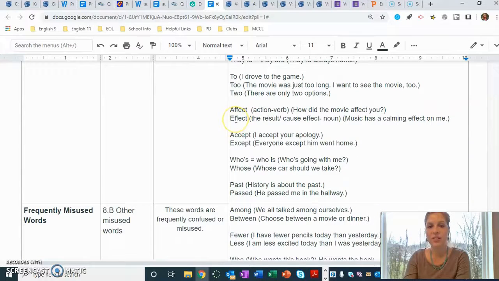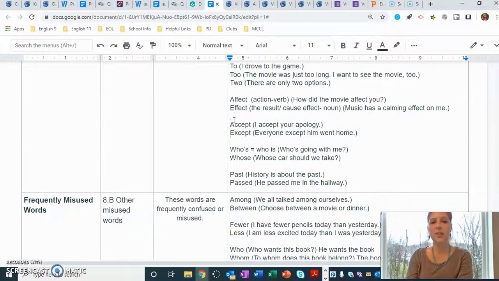Alright, affect versus effect. Affect with an A is always an action. So A, affect, A, action. It's a verb. It is doing something. The movie affects you. Or the situation is affecting our society. Effect with an E is a synonym for result. It's a noun. It is like cause and effect. So just the result of something. The music has an effect on me.